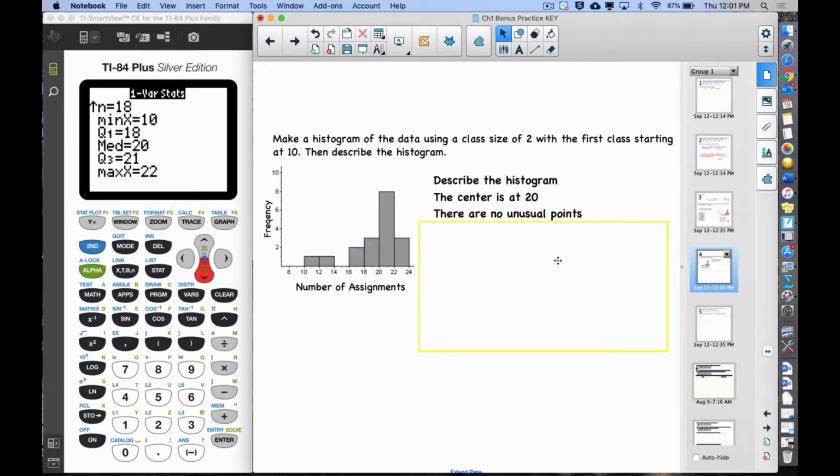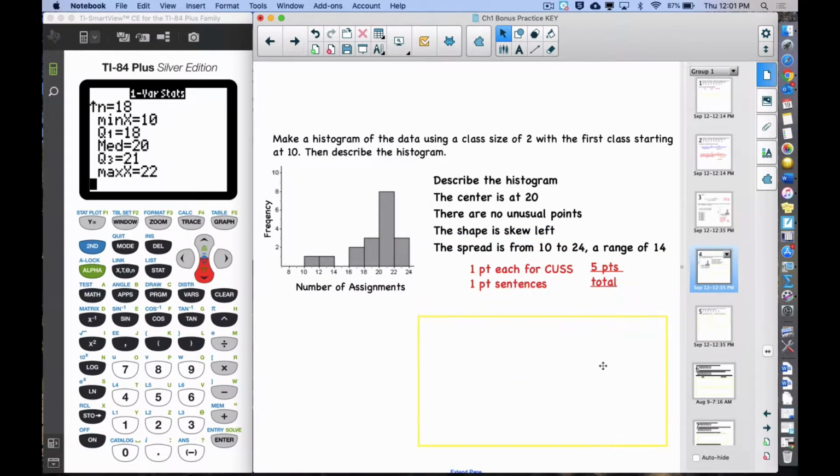There are no unusual points. Shape is skew left. And then for the spread, because I'm looking at the histogram, I had my spread go all the way from 10 to 24. If you actually said it was from 10 to 22, which is actually what it is from the data, that would be okay too. But make sure you say the spread is from the min to the max, which is a range of, and then do the subtraction. 24 minus 10 gives us 14.